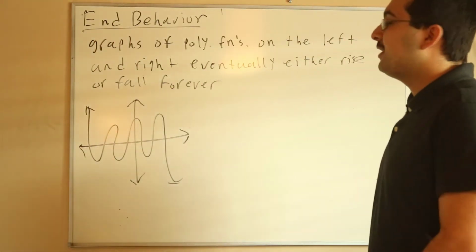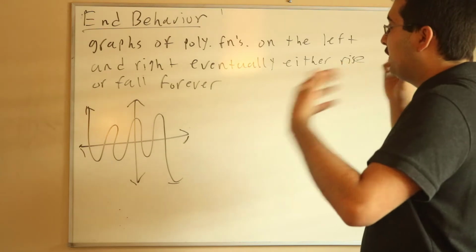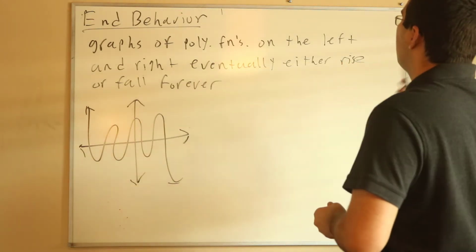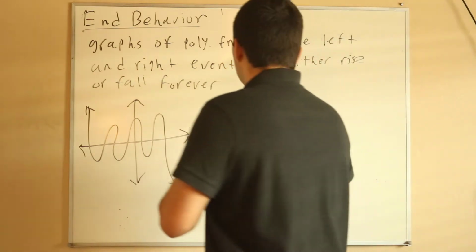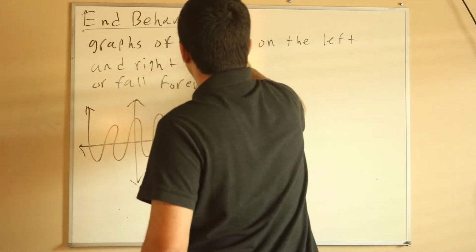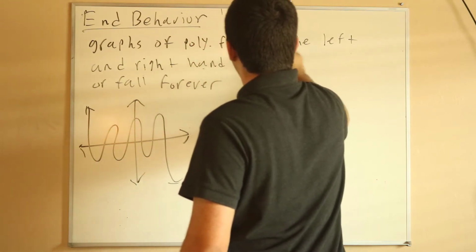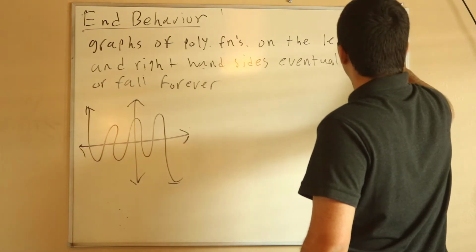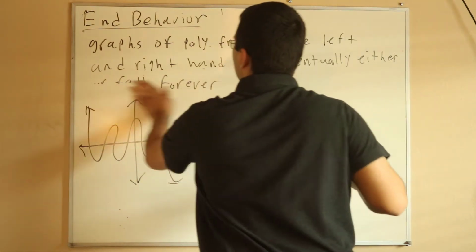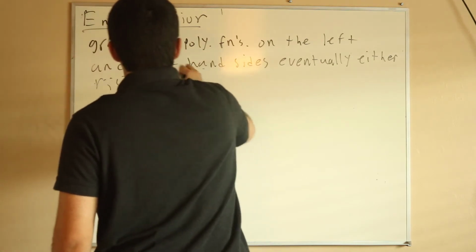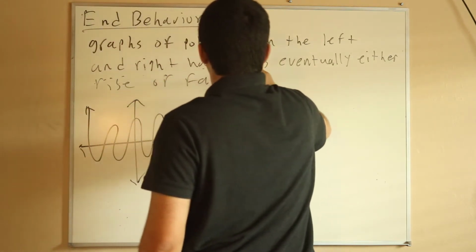This is what this statement is making, is that on the left-hand and right-hand side, so I guess let me add that in my wording, graphs of polynomial functions on the left and right hand sides eventually either rise or fall forever.